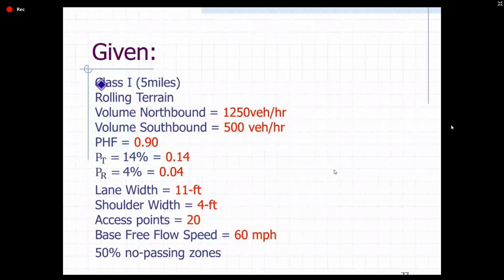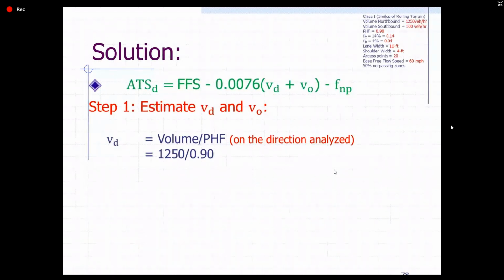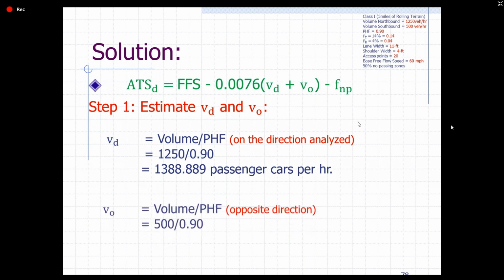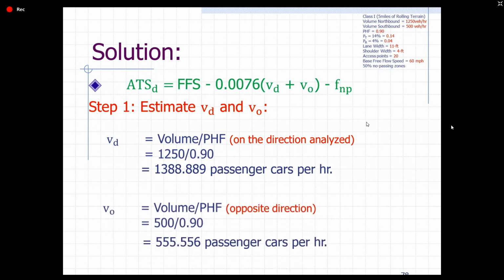50% no passing zone pa rin. If we try to look at our formulas, still same pa rin. Free flow speed minus. Kailangan lang nating malaman yung F sub D, V sub D, and then your V sub O. Yung dalawang ito is in terms of your passenger car equivalent. Please do not forget na dun sa tables natin, V sub O yung ginagamit natin na volume. That's why as much as possible, hindi tayo dapat magkakamali dito. So again, estimate lang natin this as your estimation from kanina.